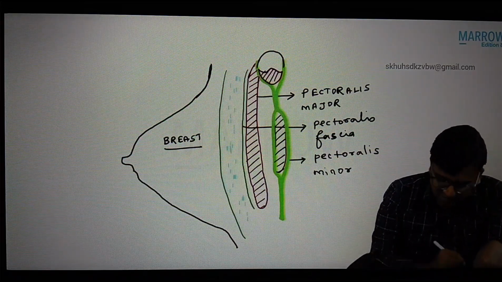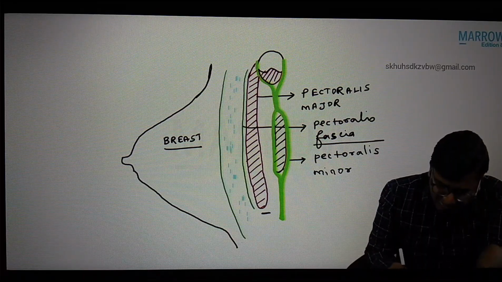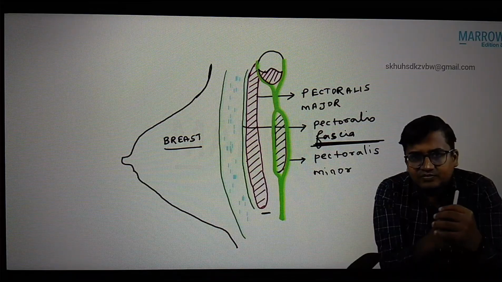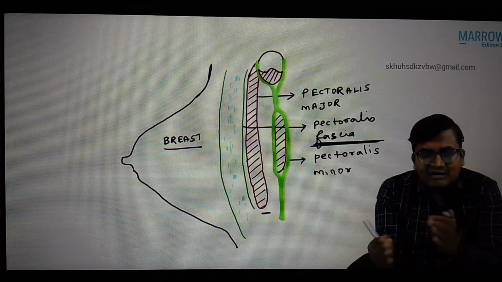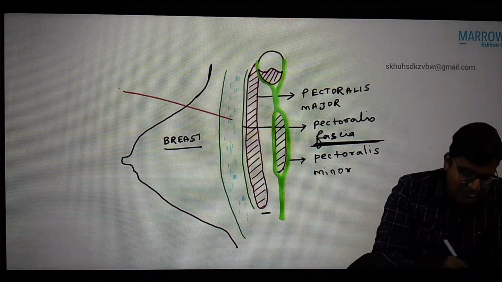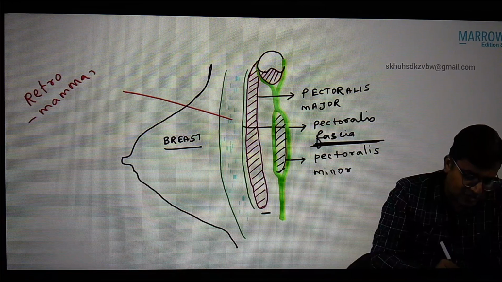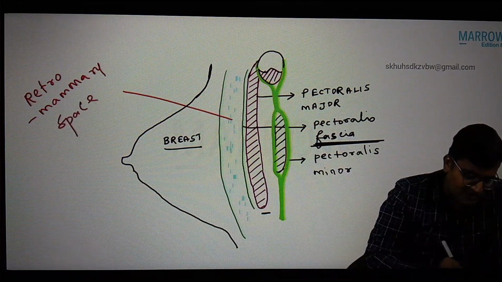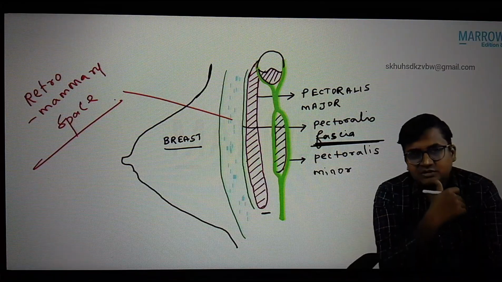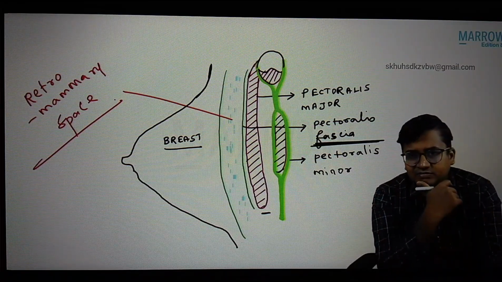Now this is the breast, and this is our pectoralis major muscle, and this is the pectoral fascia covering the pectoralis major muscle. Between the gland and the pectoral fascia, we see one space here. This space is called the retromammary space. The name itself gives you a clue: that space is situated behind the breast and the mammary gland, and in front of the pectoral fascia.